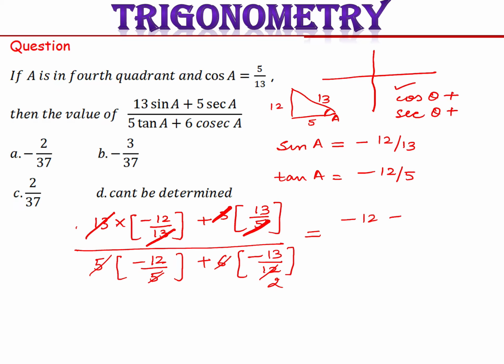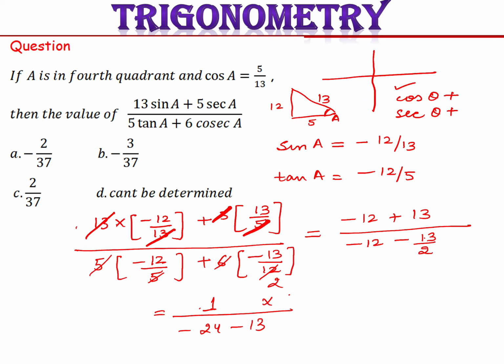So I get minus 12 plus 13 divided by minus 12 minus 13 by 2. So I get 1 divided by (minus 24 minus 13) into 2. So your answer is minus 2 by 37, and your answer is again option A. Again, option A is the answer. I hope this question is clear to all.